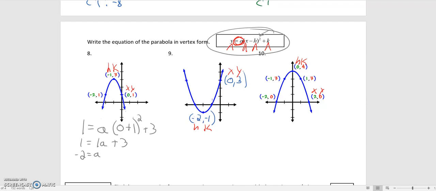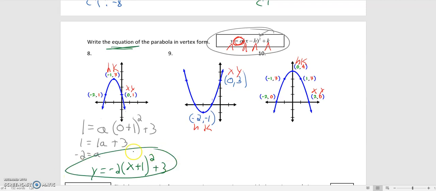And then as far as finishing out your answer goes, they do ask you to write the equation. So we're going to have y equals, my a is -2. And then you have x minus h, which makes that +1. And then don't forget the square. That's probably the biggest thing here. And then +3, that's going to be my final answer.